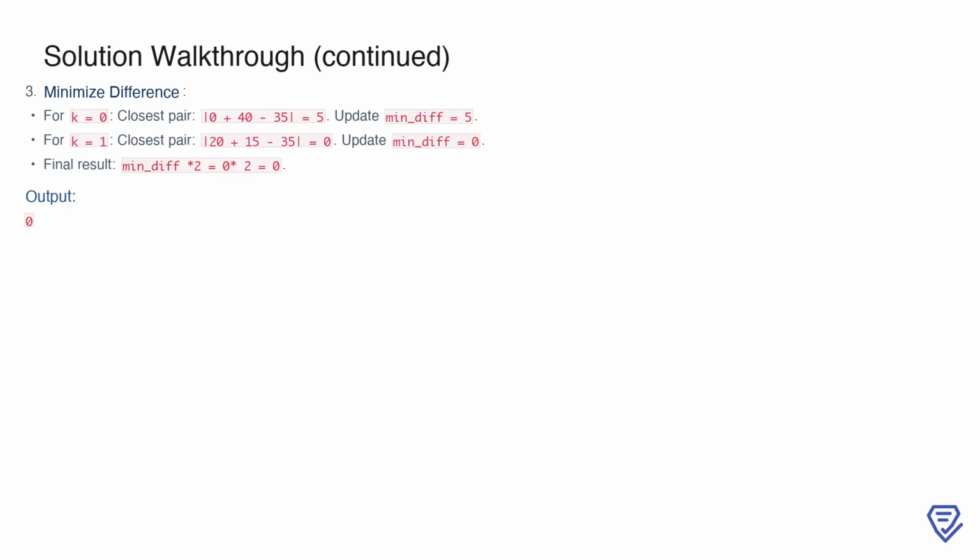For k equals 1, the closest pair gives |20 + 15 - 35| = 0, and min_diff is updated to 0. At k equals 2, no better difference is found. Doubling the smallest difference results in the final output, which is 0.